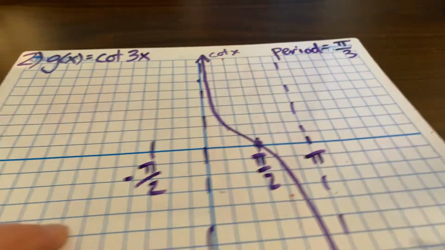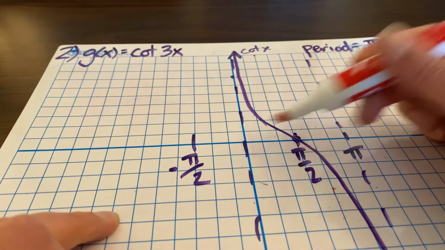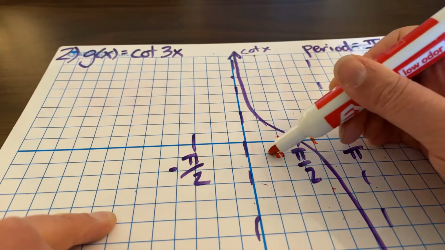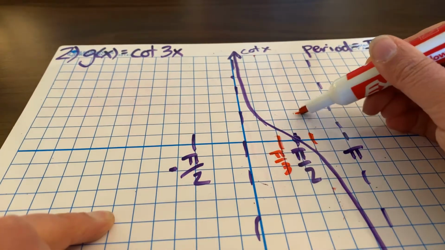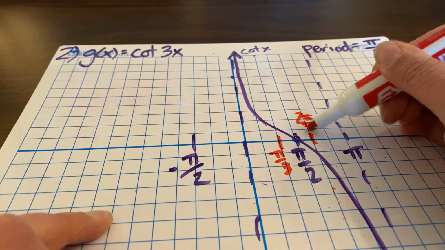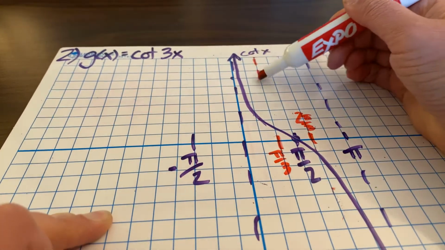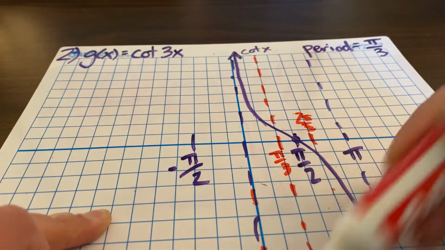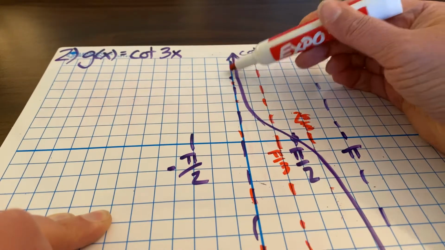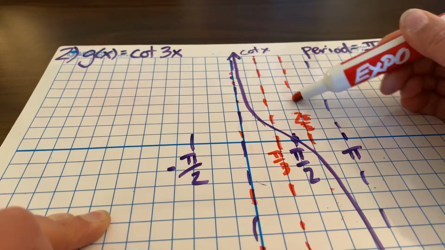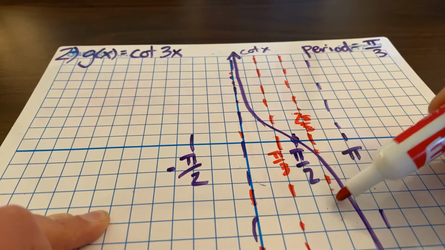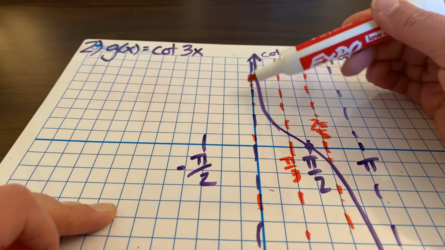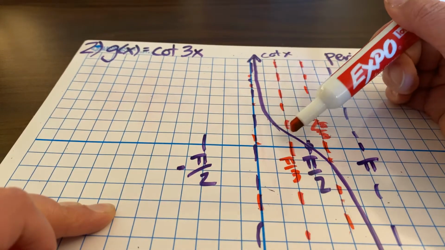So if this is 0 and this is pi, that would mean if I divide it into thirds, this would be pi over 3. This is 2 pi over 3. And I'm going to draw in asymptotes there. There's still an asymptote at 0. That means there needs to be one whole cycle between 0 and pi over 3.